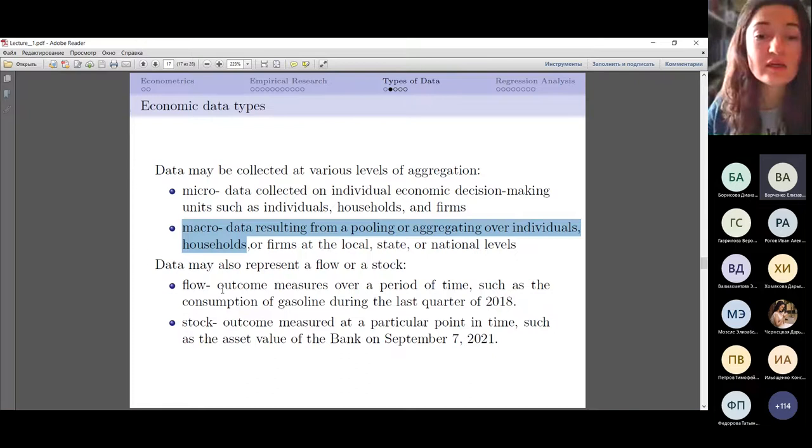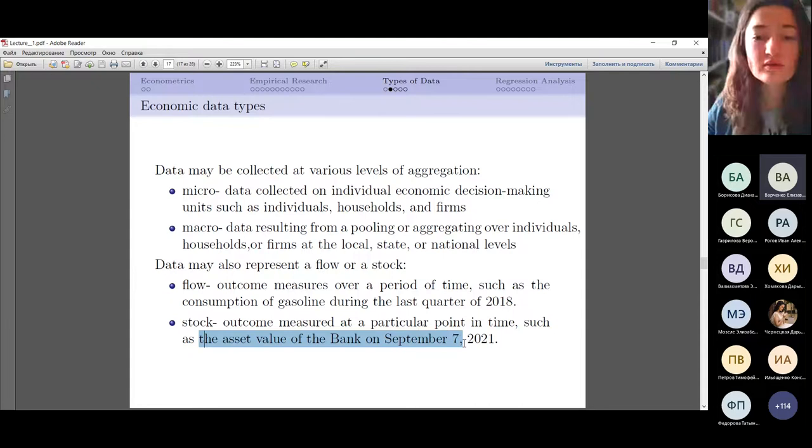Flow data is an outcome that is measured over a period of time, such as consumption, for example, during some quarter or months of some year. Stock data is an outcome measured at a particular point in time. For example, you can read here the asset value of some bank on September 7 of the previous year.